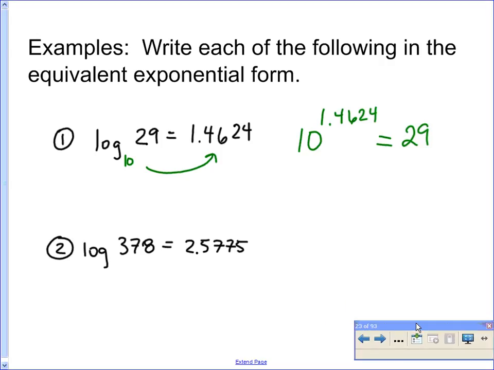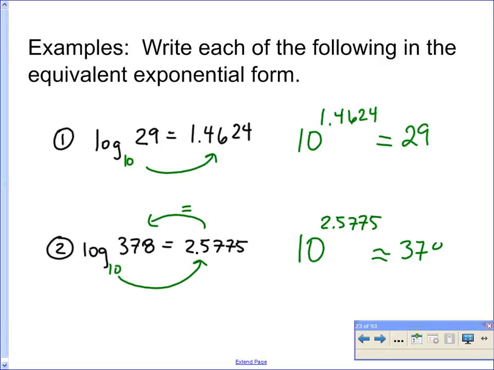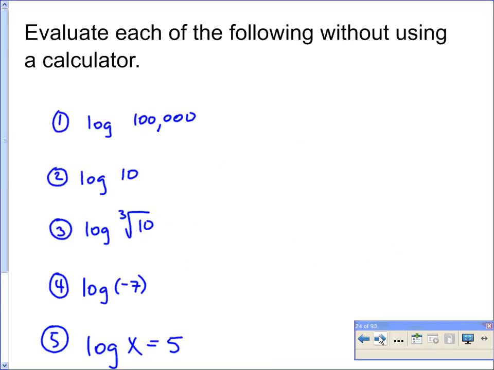And then in the second one, also 10 raised to the 2.5775 power is going to be equal to the 378. So 10 raised to the, and again, check this in your calculator. It's going to be approximately, and it's just because it's decimals, and it's because something was rounded, and that's why it's approximately. Of course, if we're working with whole numbers, then it would just be that it was equal.